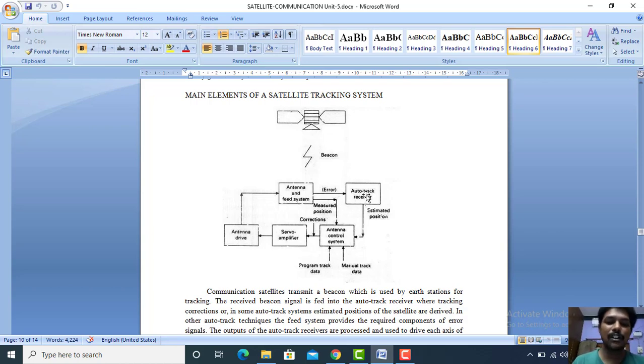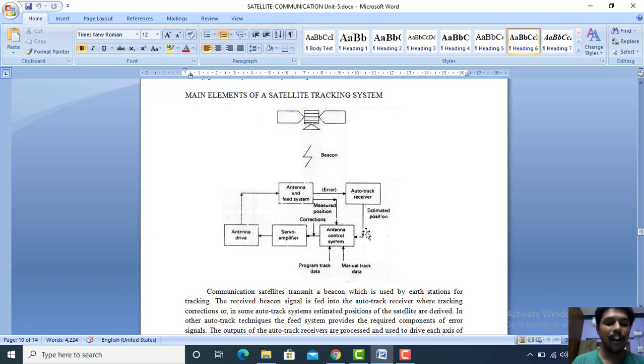From there it is given to the auto track receiver, which gives the estimated signals. The measured position tells you whether it has tracked the satellite and the received signals are being obtained, and then it will go to the control system. If you have an error, it will go to the auto track receiver. Otherwise it will identify the position and go to the control system.